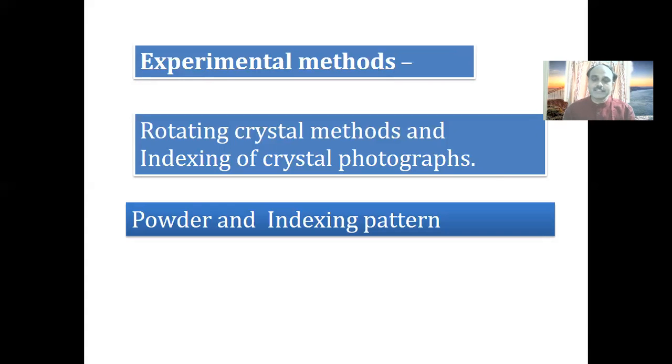You have kept a single crystal in the instrument. You are incident-ing the X-ray beam onto it, a monochromatic X-ray beam. Then when it touches or experiences the plane, if the plane contains an atom, and the X-ray meets obstacles like an atom, it undergoes scattering, meaning a reflection takes place, and a particular reflection will appear as a spot on the photographic film. The interpretation of that spot, from which plane it has come out, is called indexing of crystal photograph.